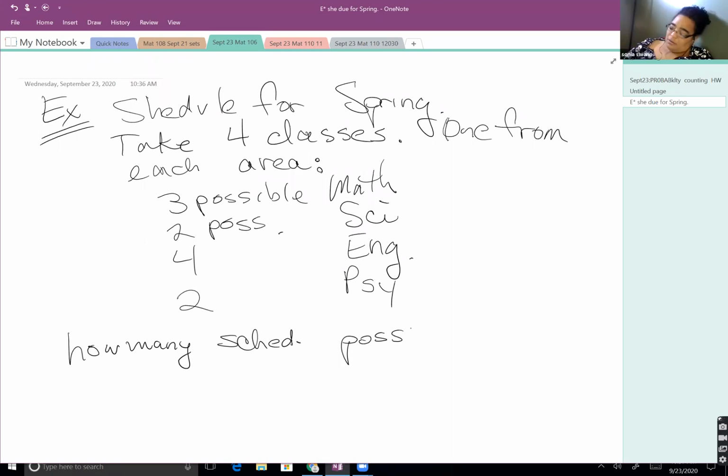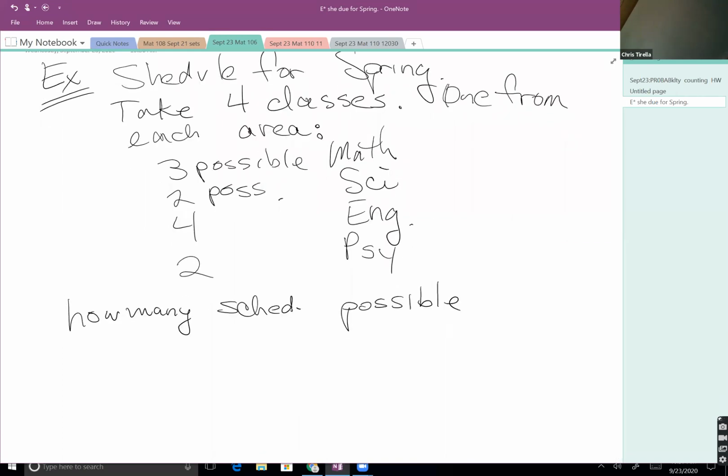48. Tell me where you got the 48 from. I multiplied 3 by 2 by 4.